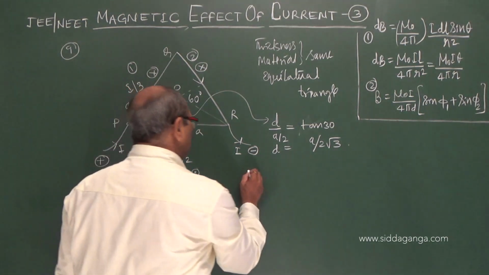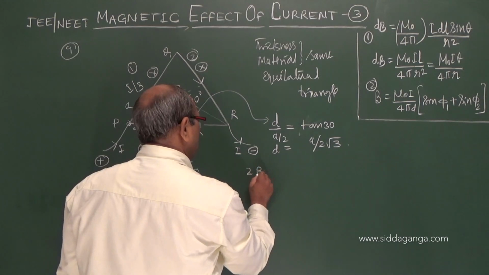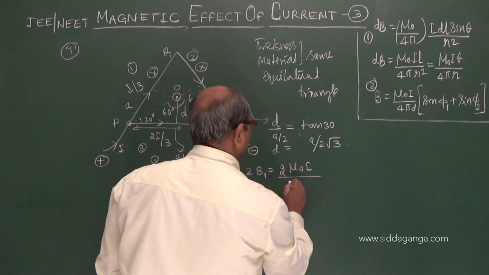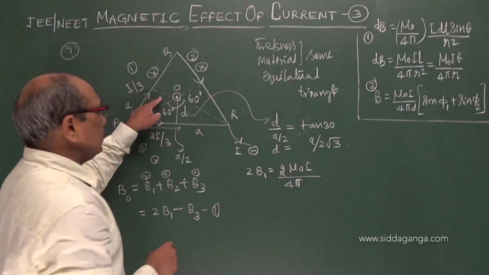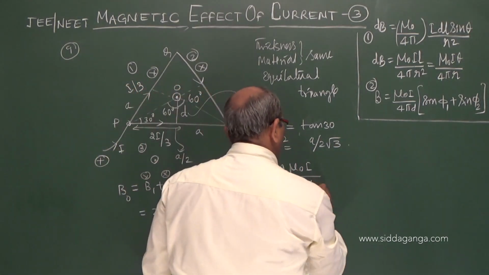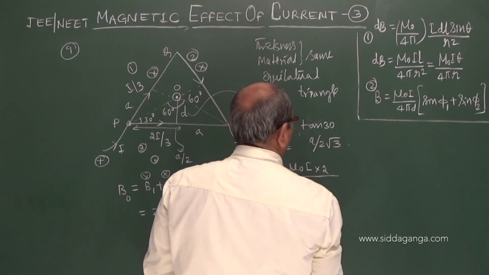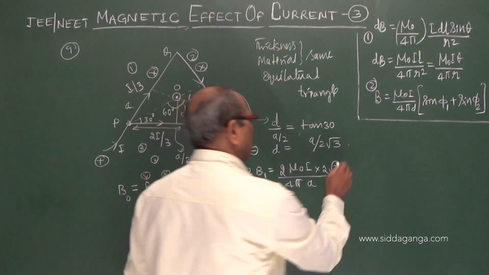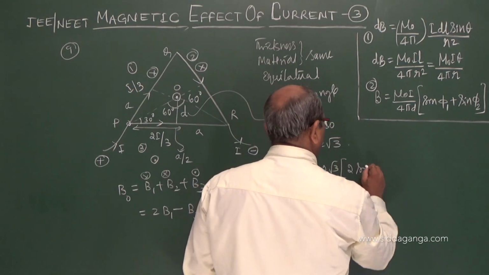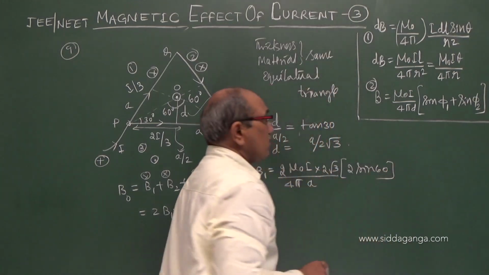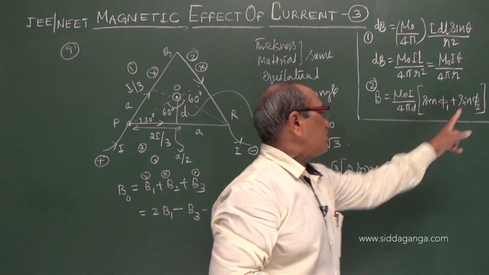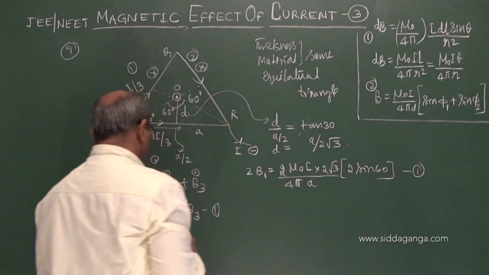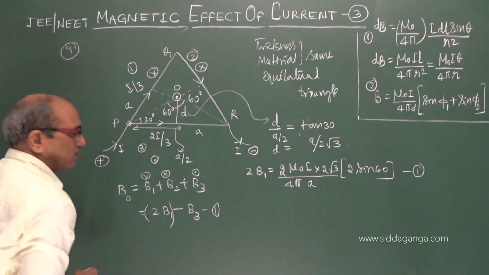Let us calculate 2B1. What is 2B1? 2 into mu naught I divided by 4 pi, D is nothing but A upon 2 root 3, into 2 sin 60. I am writing it as 2 sin 60. Why? Because sin 60 and sin 60. This keep as it is, 2B1, this one part.